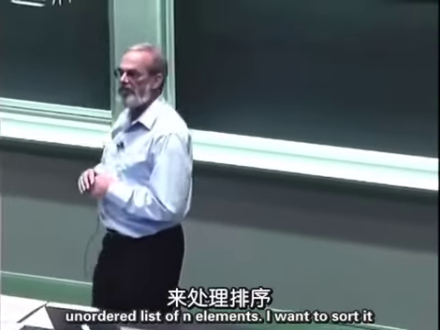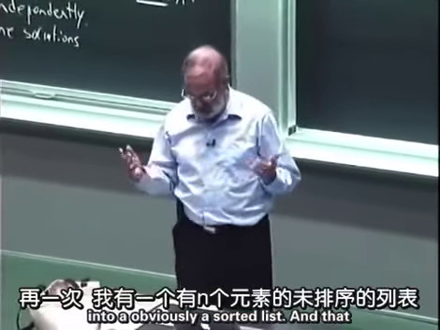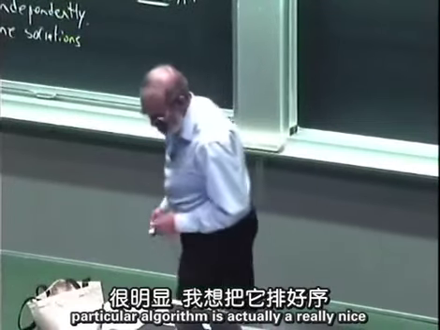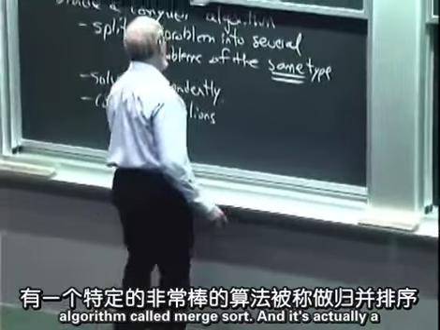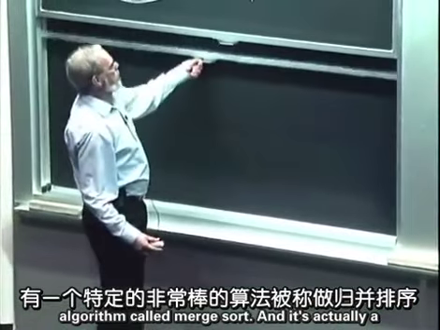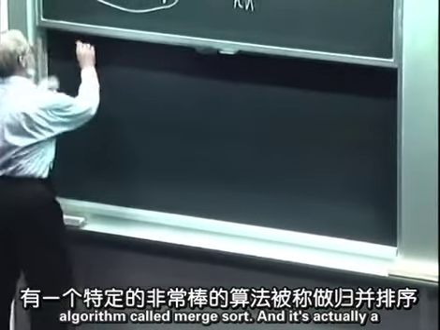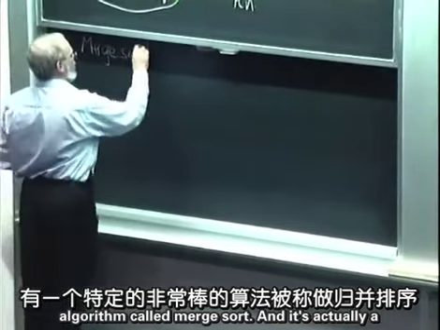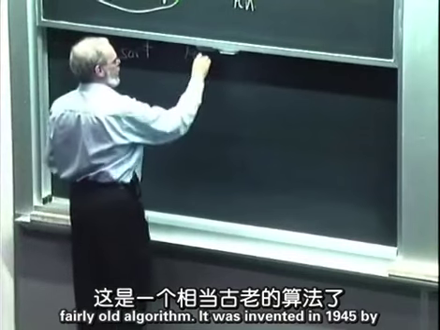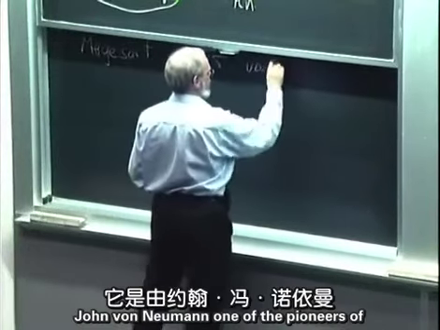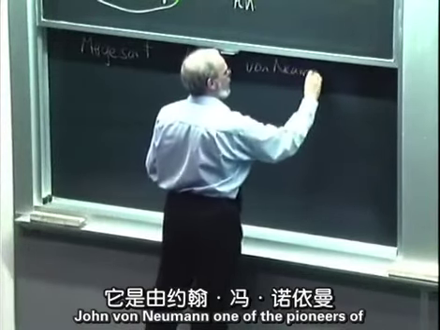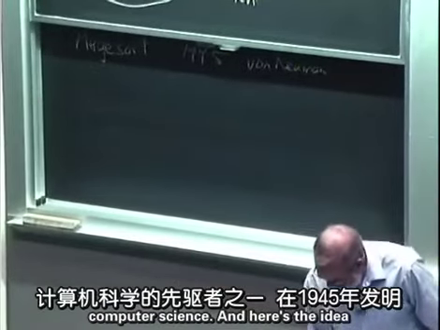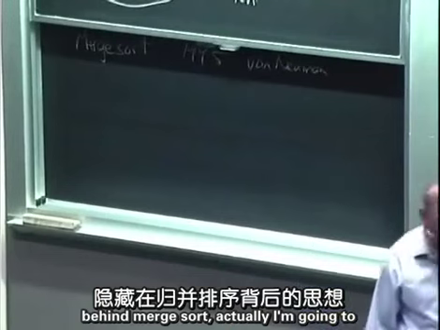Again, I've got an unordered list of n elements. I want to sort it, obviously, into a sorted list. That particular algorithm is actually a really nice algorithm called merge sort. And it's actually a fairly old algorithm. It was invented in 1945 by John von Neumann, one of the pioneers of computer science. And here's the idea behind merge sort.